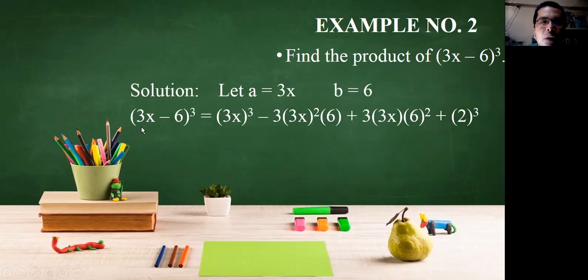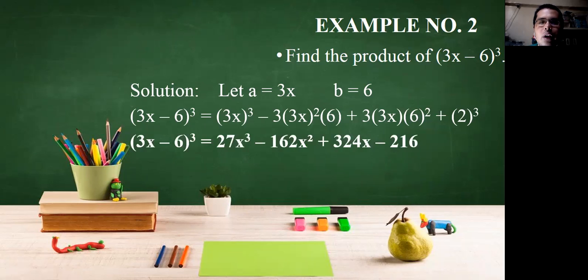Substituting in the formula, if you expand (3x minus 6) raised to the third power, it is equal to (3x) cubed minus 3 multiplied by (3x) squared multiplied by 6 plus 3 multiplied by 3x multiplied by 6 squared minus 6 cubed. If you simplify the expression, it will be 27x cubed minus 162x squared plus 324x minus 216.